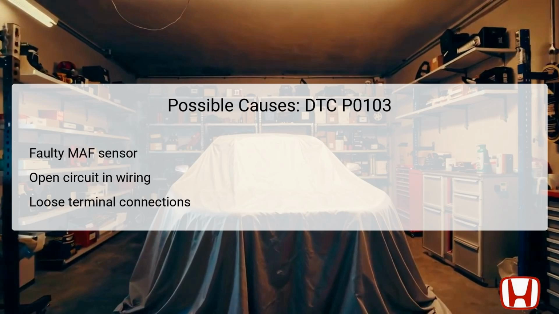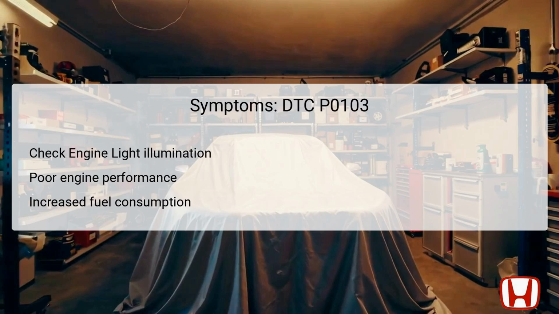The symptoms associated with DTC P0103 can significantly impact vehicle performance. One of the first noticeable signs is the illumination of the check engine light (CEL) on the dashboard. This warning indicates that the ECM has detected a fault within the engine management system. Additionally, drivers may experience poor engine performance, such as hesitation during acceleration or rough idling, due to erroneous air-fuel calculations.